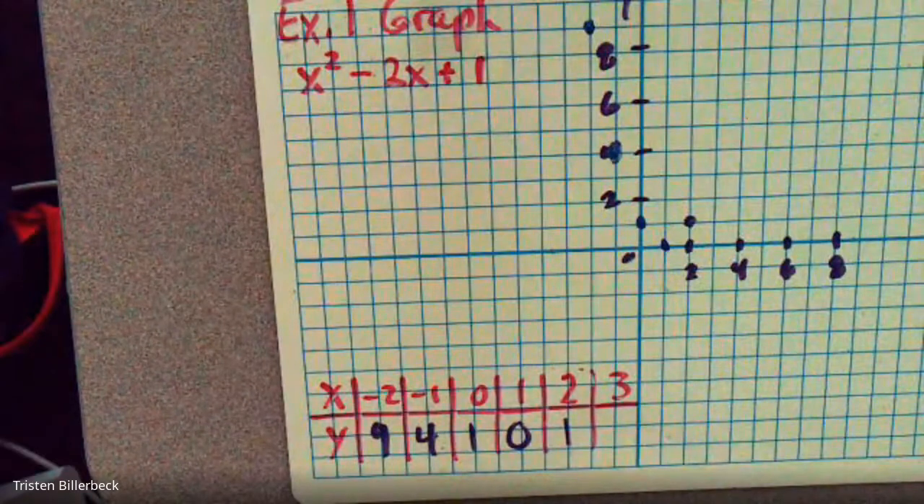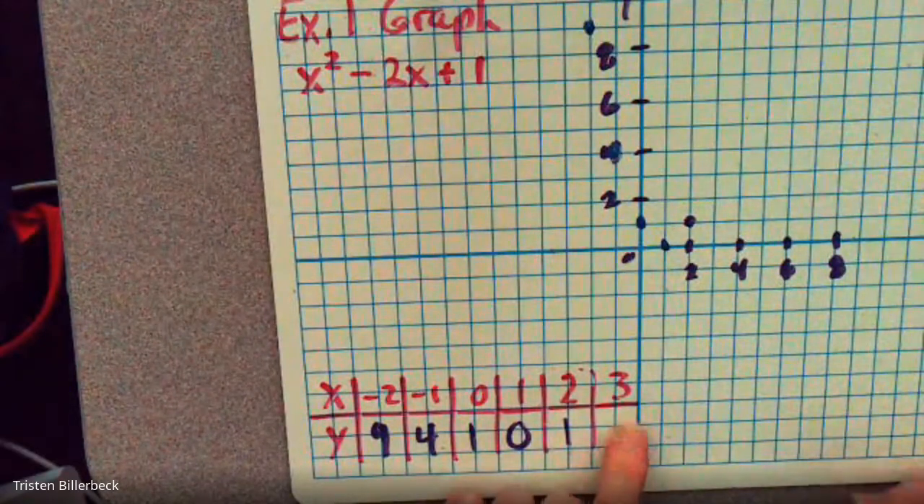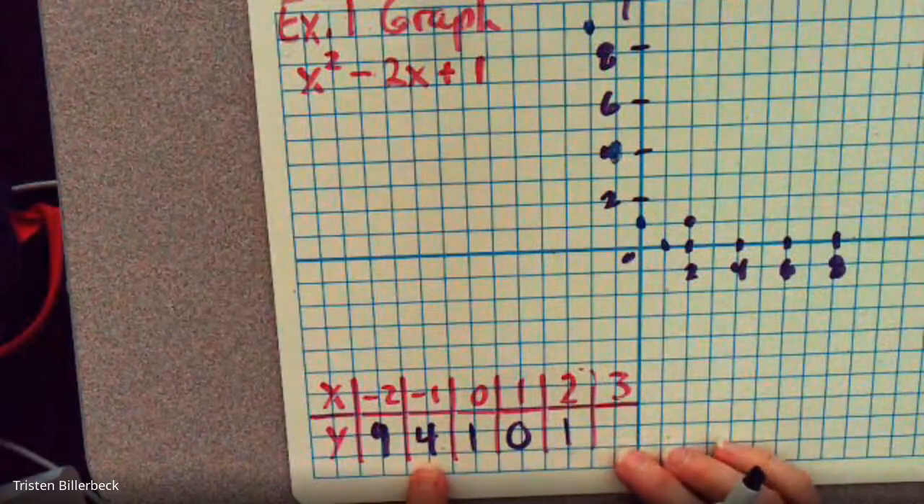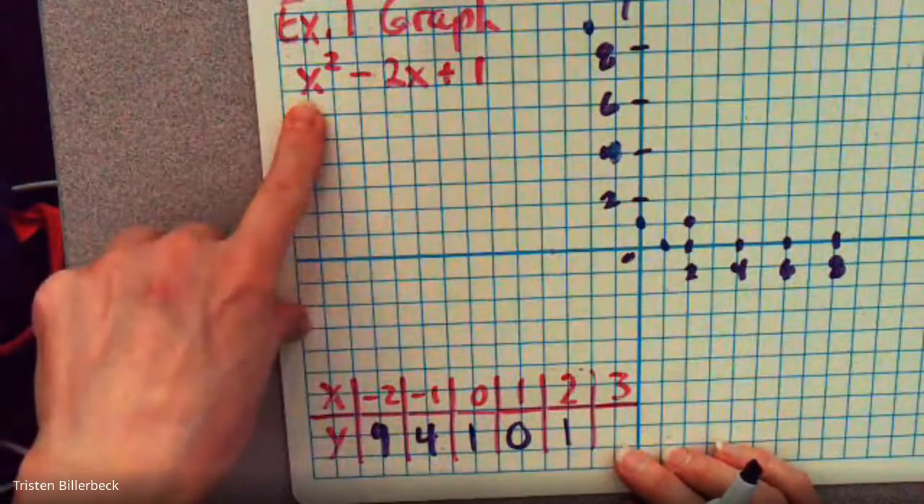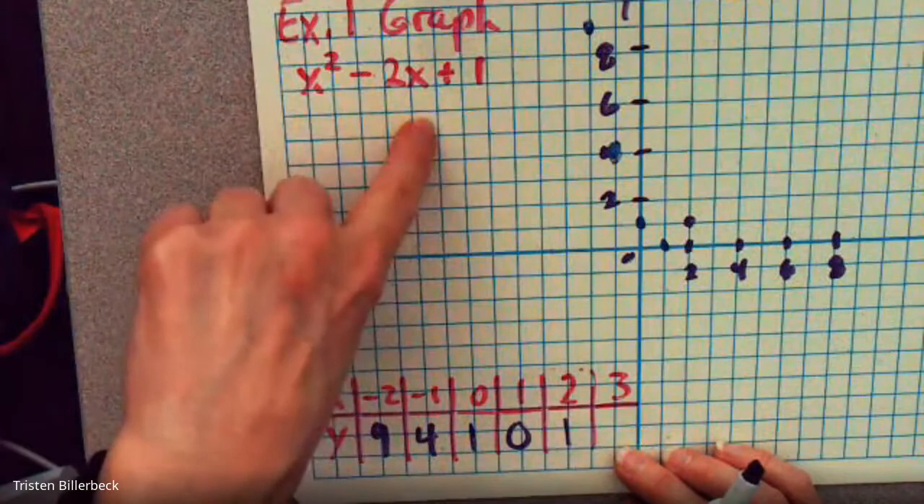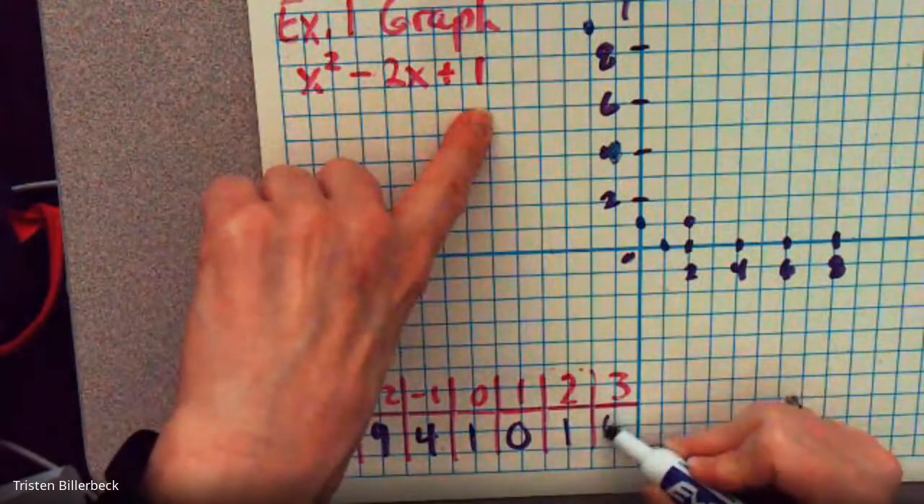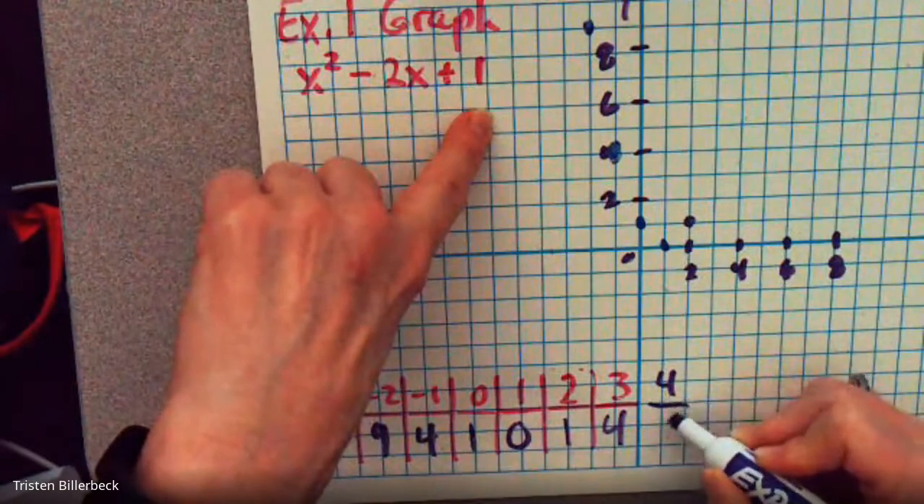So if that's the case, I probably don't need to do much, because I know at 3, if I predict this right, 3 should be 4. So 3 squared is 9. Minus 2 times 3 is 6. So 9 minus 6 is 3, plus 1 is 4. Isn't that interesting? So I can go ahead and say, well, I bet at 4 it's going to be 9 then.